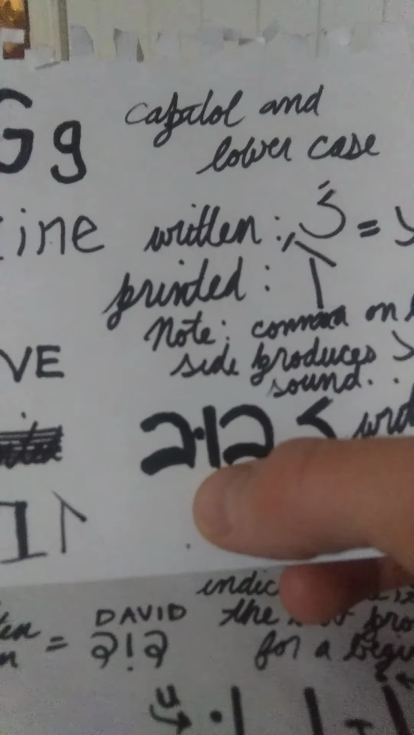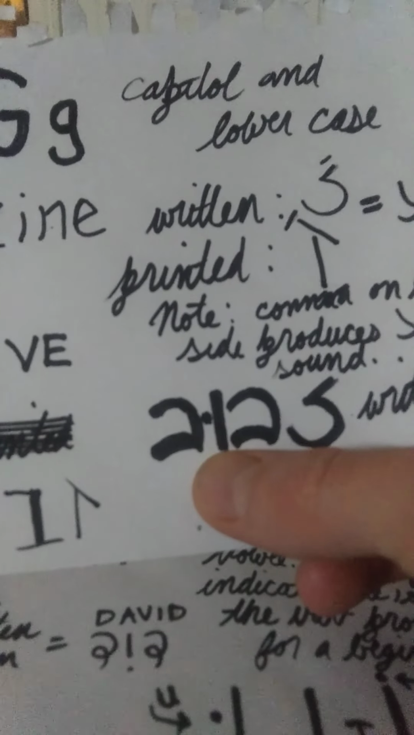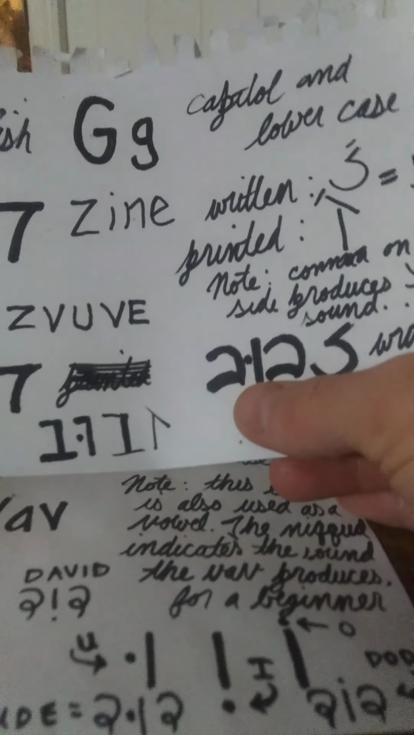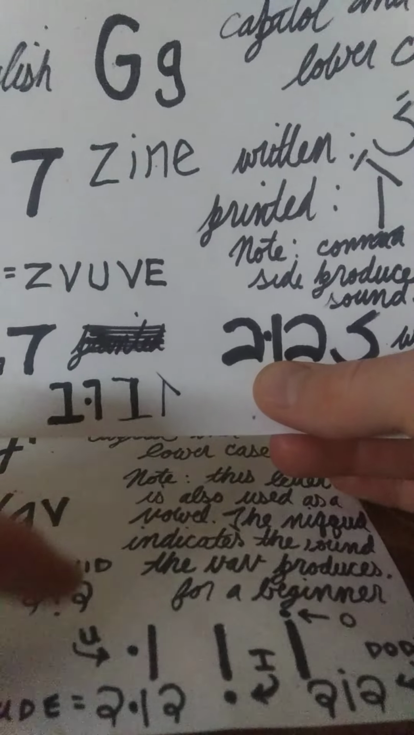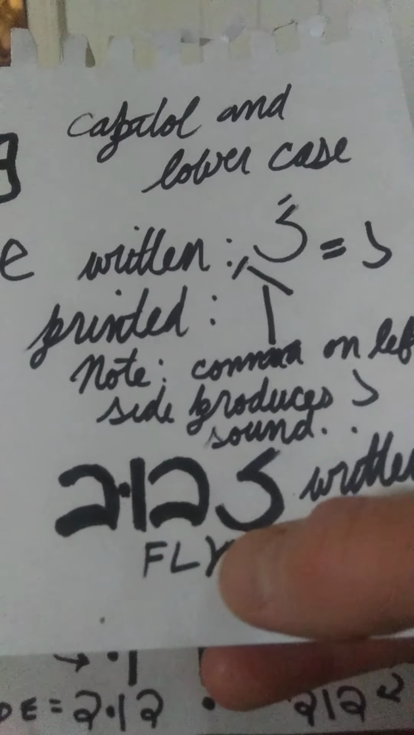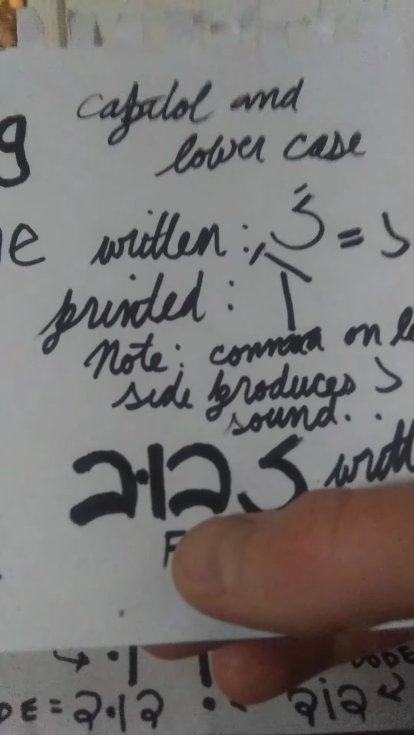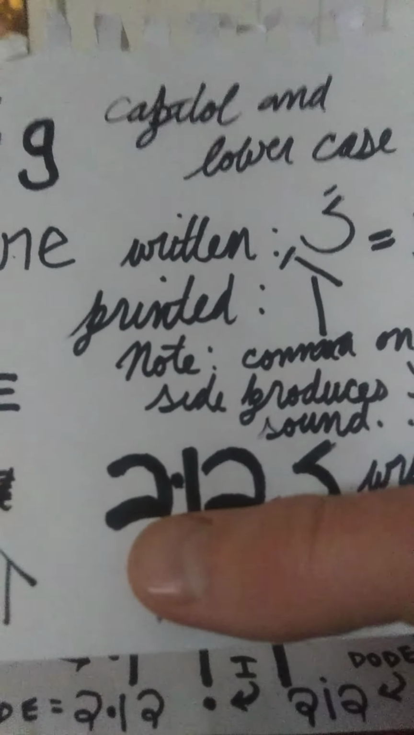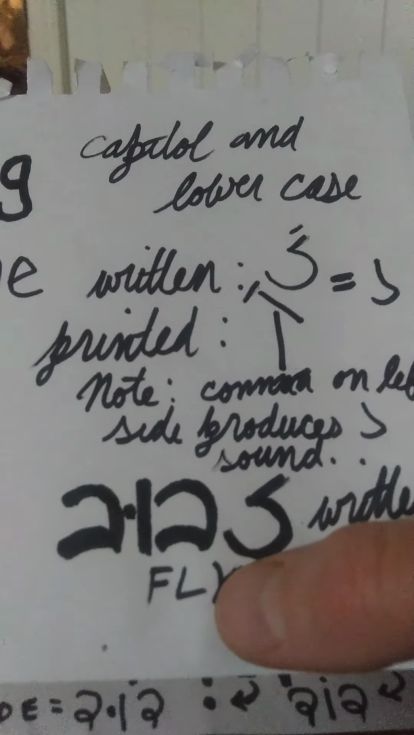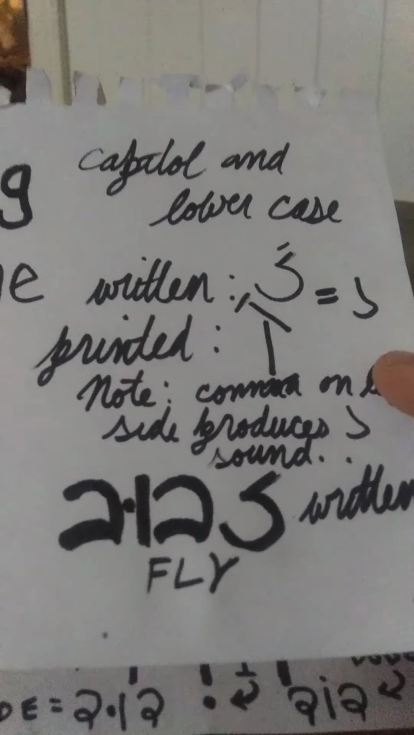So what does it mean when the vav, the straight line, when the dot is on the left? We can refer to this one actually. So you can see right there, the vav is on the left, and that's the U sound. Okay, so now we know how to pronounce this. It's Zayin, vet, U, vet. Zvuv, zvuv, zvuv. It's kind of hard to pronounce, even if you do know.